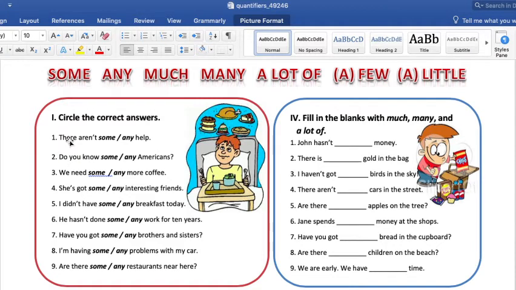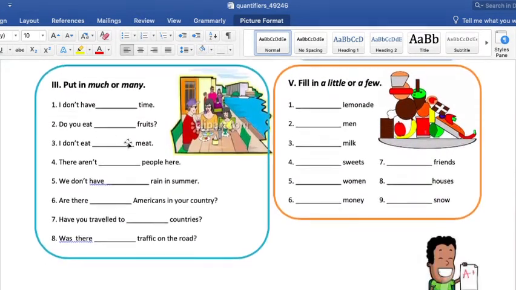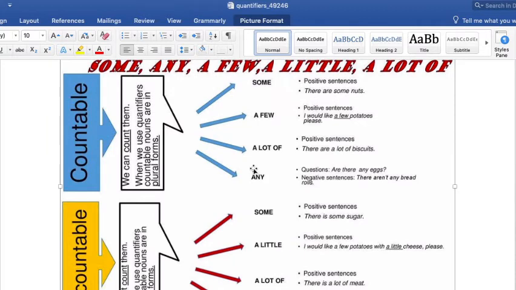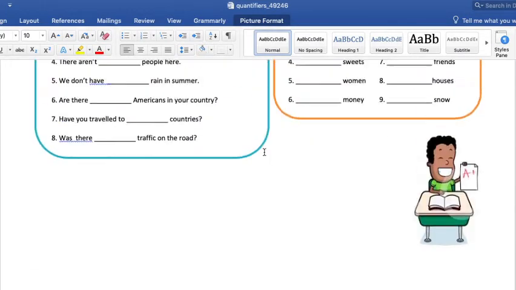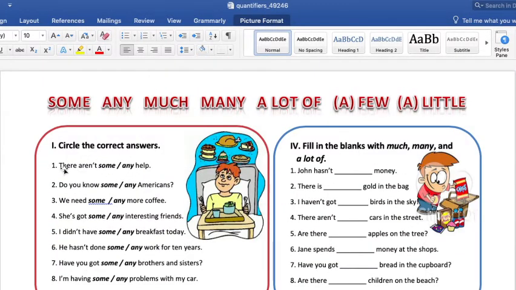For example, here, there aren't some or any. Here we have to pick some or any. So here we have aren't. Es una oración negativa. When the sentence is negative, the correct answer is any. Because if we go back to the grammar and we go to any, any is used with negative sentences. Aren't is negative. Therefore, the one that we have to use here is any.